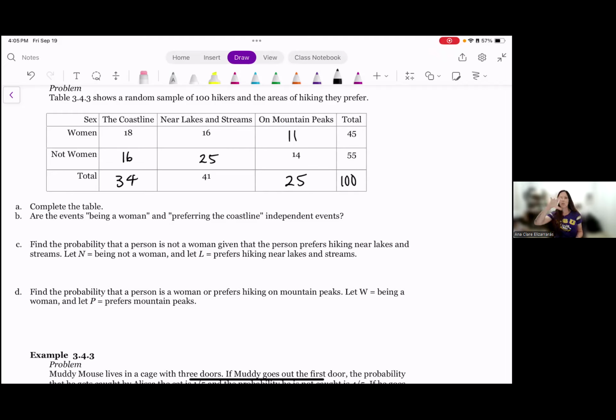So you just start with one that you can actually solve and then work backwards using subtraction to fill in the other pieces, or addition if you need it. So we completed the table. Now I'm asked, are being a woman and preferring the coastline independent events?